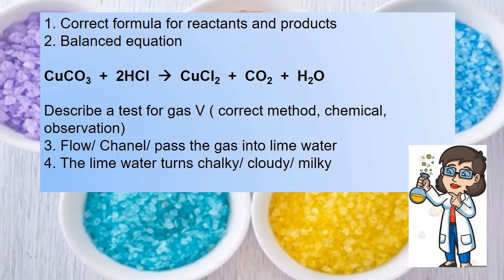Copper(II) carbonate CuCO3 reacts with 2 hydrochloric acid HCl to produce copper(II) chloride CuCl2, carbon dioxide CO2, and water H2O. Describe a test for gas V: correct method, chemical, and observation. Flow or pass the gas into lime water. The lime water turns chalky, cloudy, or milky.